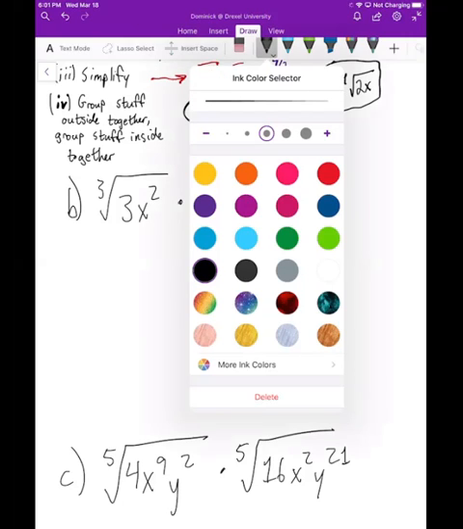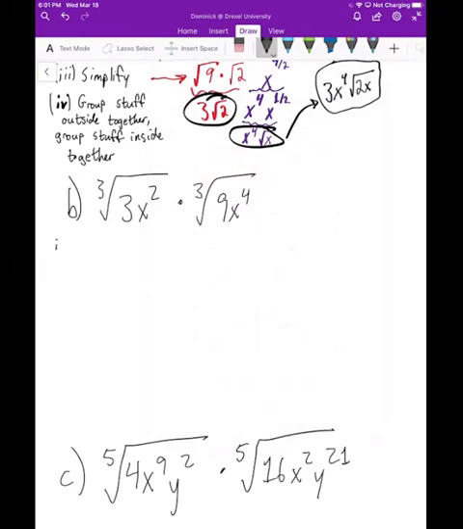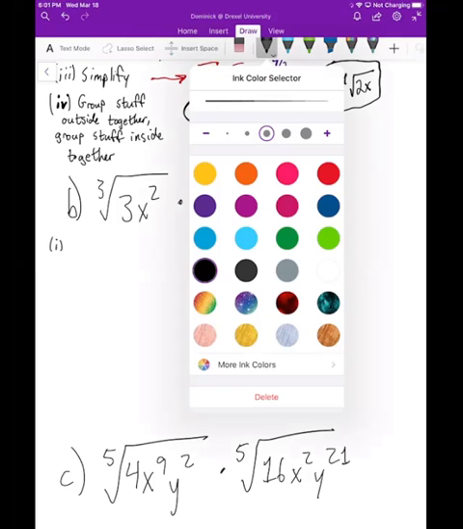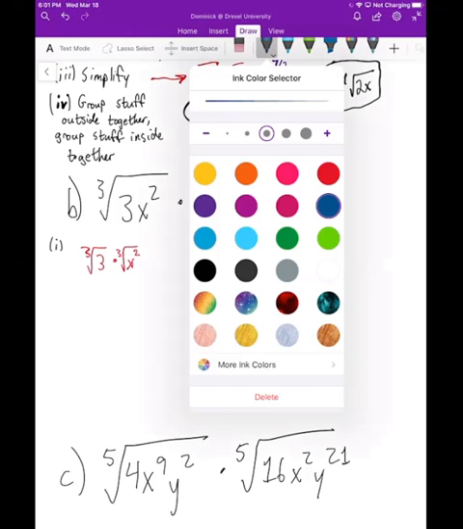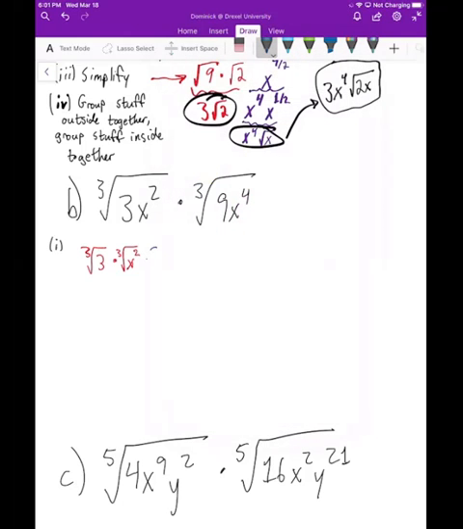All right, so for this example, same idea. First thing we want to do is separate. I'm not going to write out the steps each time, but will just indicate what we're doing here. First one we'll write as the cube root of 3 times the cube root of x squared. And then the next one I'll write as the cube root of 9 times the cube root of x to the 4th.